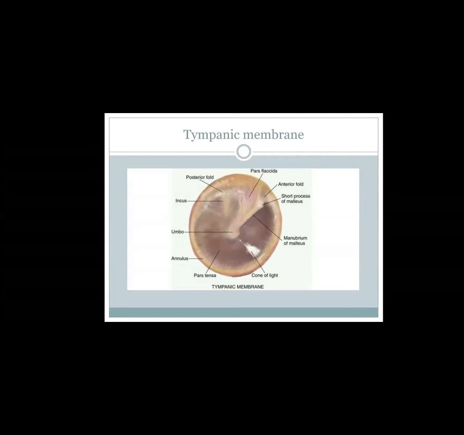Where is the pars tensa? Where is the pars flaccida? Ma'am, pars tensa is in the posterior inferior quadrant, and pars flaccida should be superior, ma'am. Who's this? Sai Abhijit, ma'am.